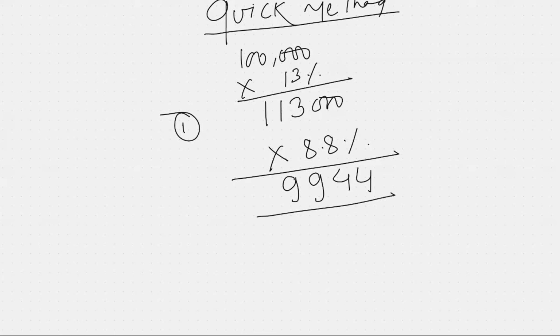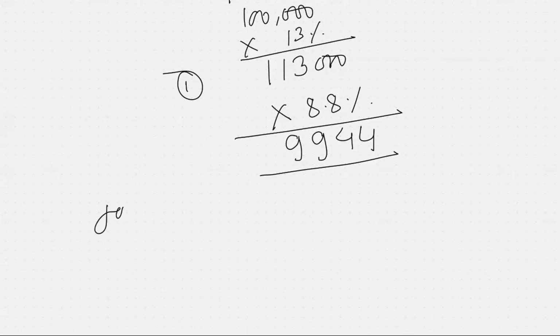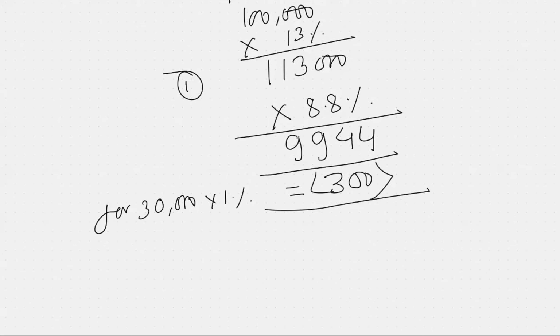There is an exemption for up to $30,000: you can deduct 1%. So what will be the value of 1% of $30,000? 300. Yes. So can you do 9,944 minus 300? What will be the value? 9,644. So this is the net amount that you have to pay.